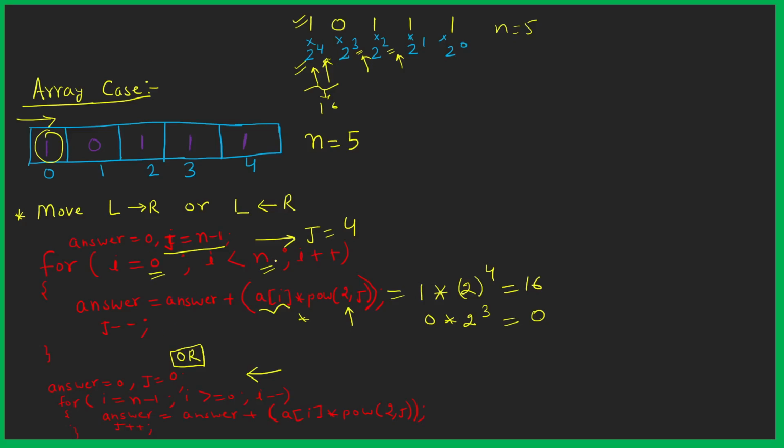Again, we go to the next element, and we say this ai multiplied with the power of 2.